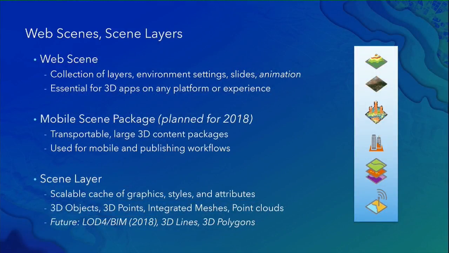If you're talking about 3D with us, you'll hear Javier or myself refer to things like web scenes and mobile scene packages, although actually we're going to change the name to scene packages, and scene layers. Web scenes are basically a container for a bunch of layers, some environment information, maybe some slides, table of contents order, all that kind of stuff. Basically, it's a 3D map. Scene layers are a special kind of 3D cached content that can be extremely large but perform very fast when streamed down from the cloud or an enterprise to a browser.